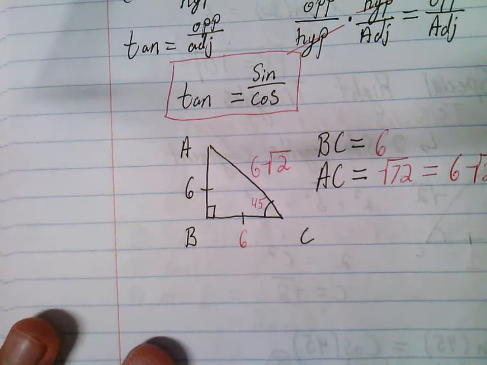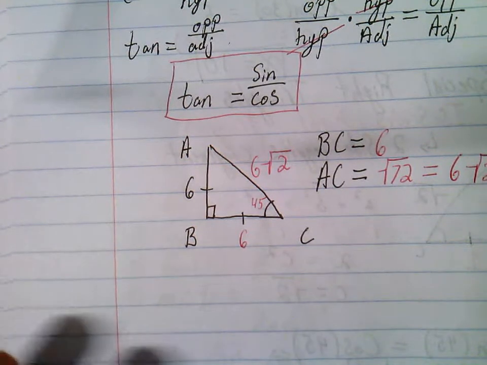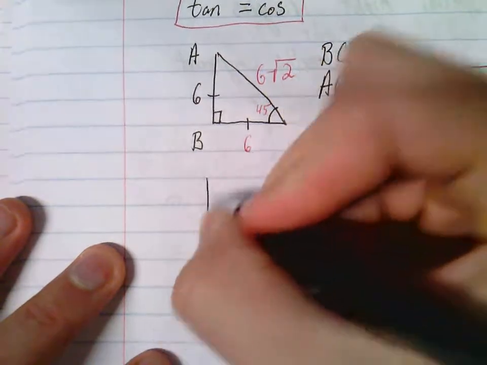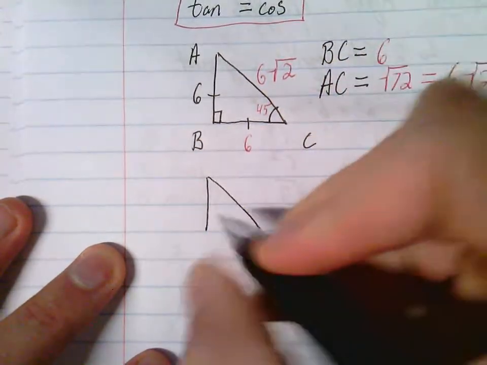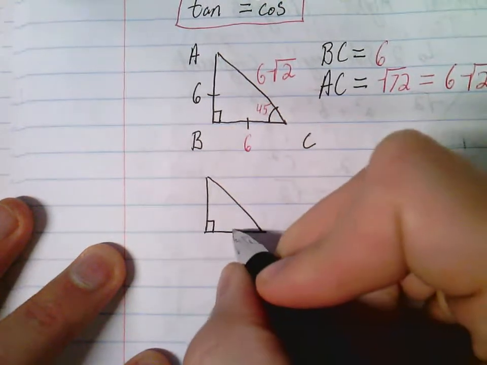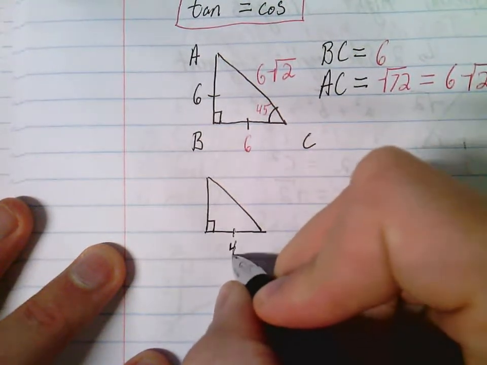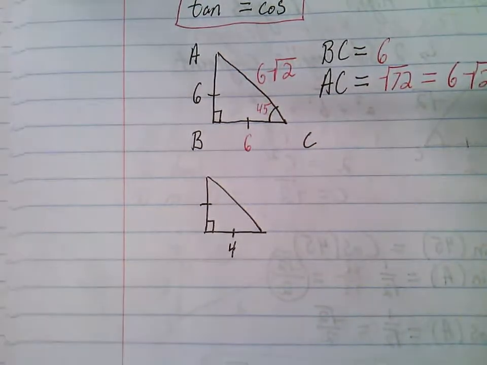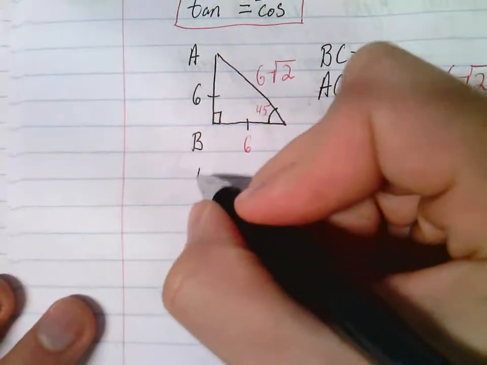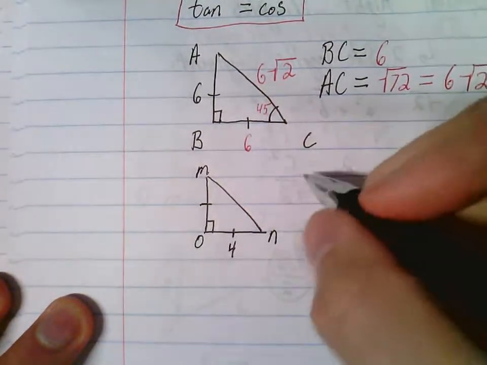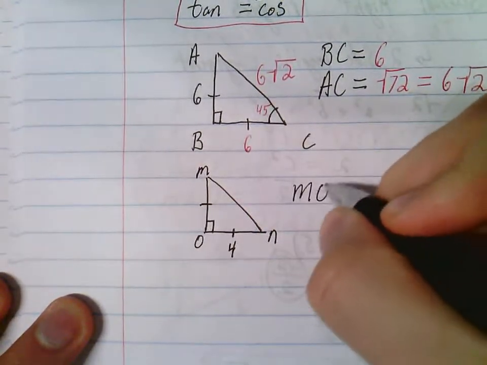All right, so let's do another one of these. If I tell you that this is 4, and these are the same, and this is M, N, O, what is MO?